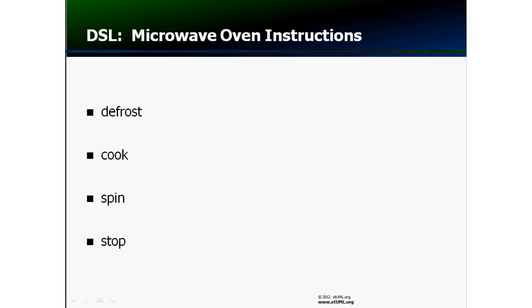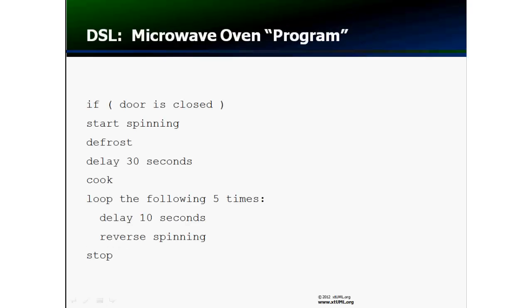So the user will enter on the front panel of the microwave oven some time instructions and choose a few buttons that in effect put together a domain-specific language program that will then be executed by the oven to sequence the defrost, the cooking, the delays, and spinning that are required to cook this particular meal.